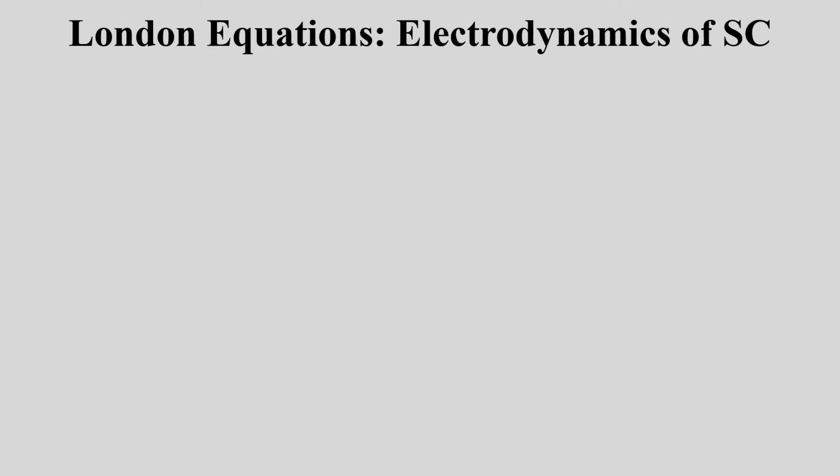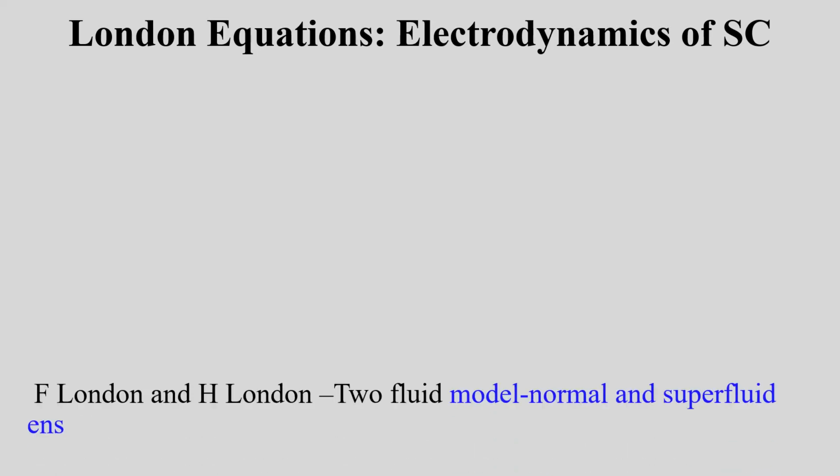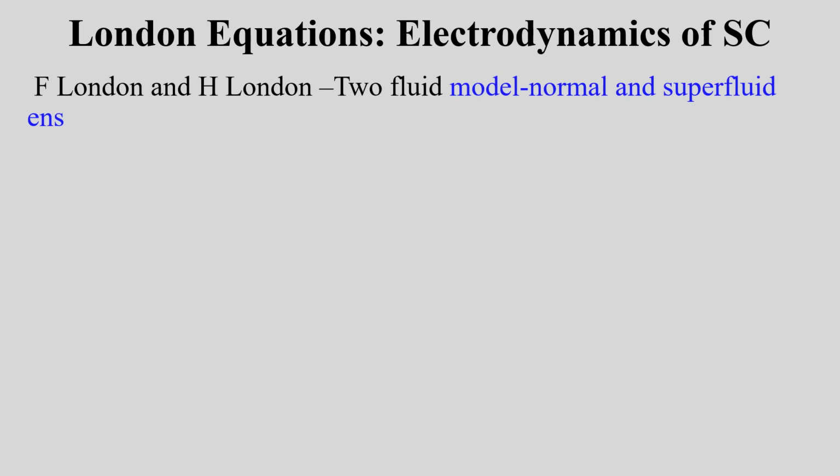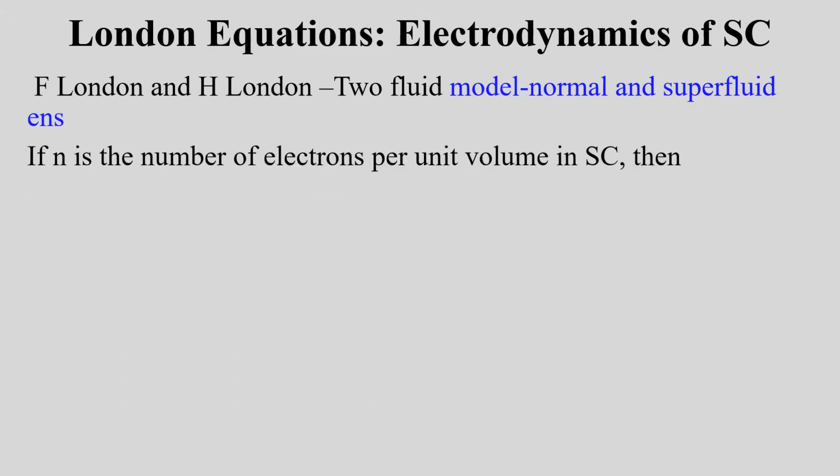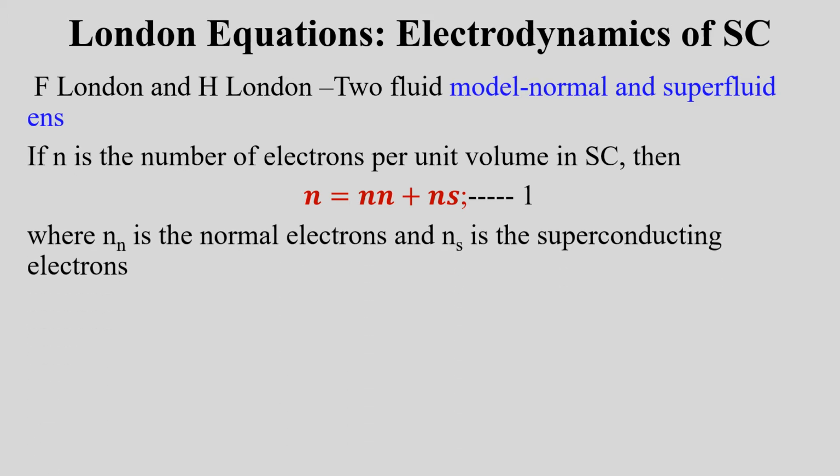London theory is based on the idea of the two-fluid model, according to which a superconductor can be thought to be composed of both normal and superfluid electrons. At 0 Kelvin, the superconductor consists of only superfluid electrons. As temperature increases, the number of normal electrons also increases. So, at any temperature, if n is the number of electrons per unit volume, then n equals Nn plus Ns, where Nn represents the normal electrons and Ns represents the superfluid electrons.